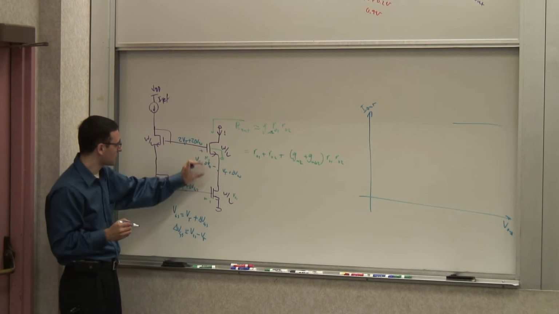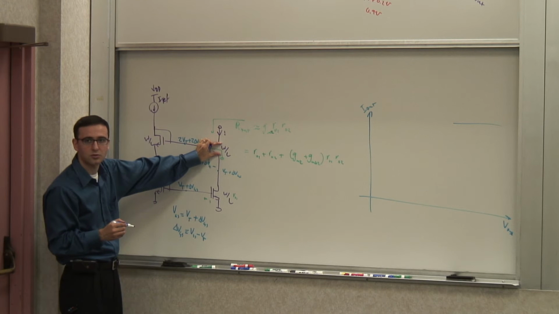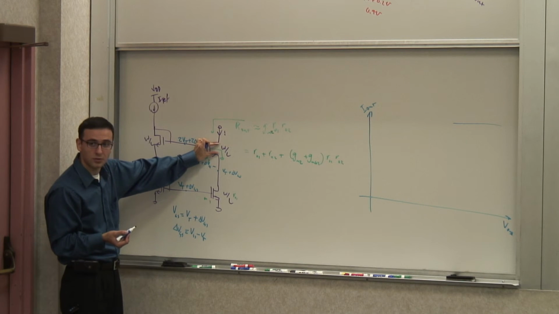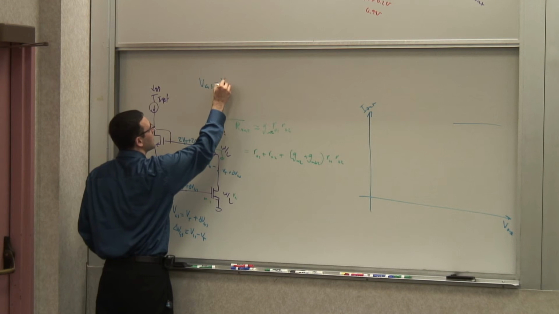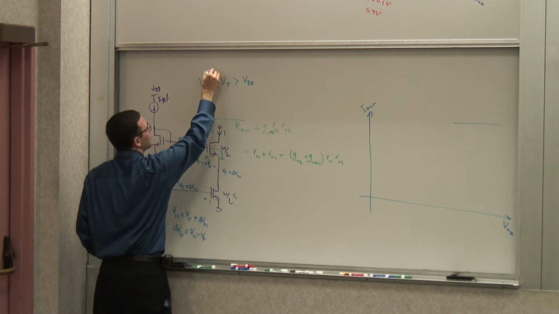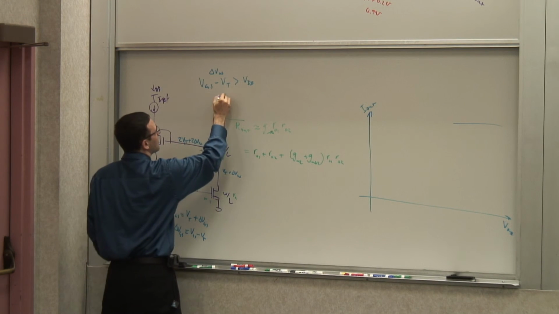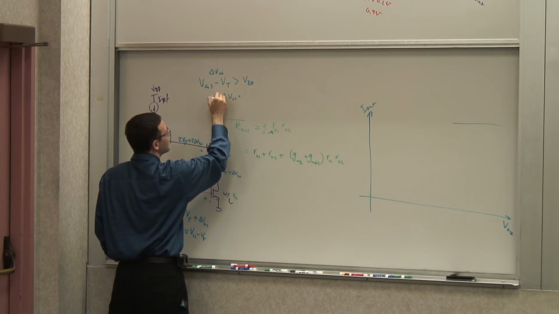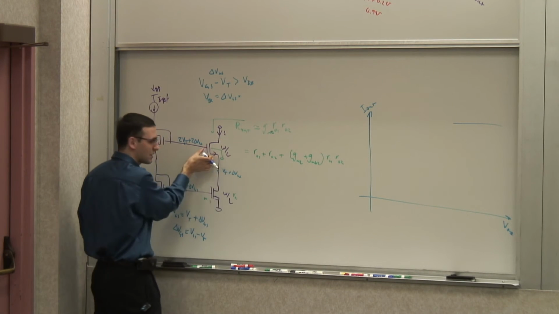What is the minimum drain source voltage at which it goes into the triode region? VT plus... No, the drain source voltage, right? The condition for triode is that VGS minus VT is greater than VDS. But what is this VGS minus VT? This is delta VGS, right? So at the edge of triode, VDS is equal to delta VGS. This voltage is delta VGS.